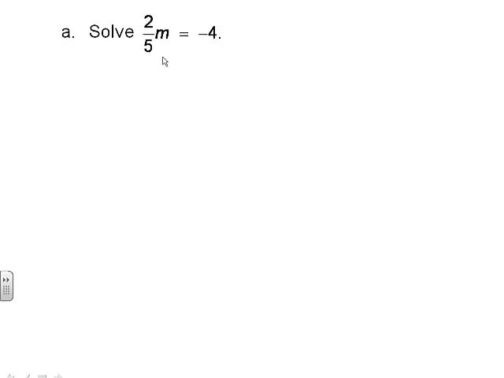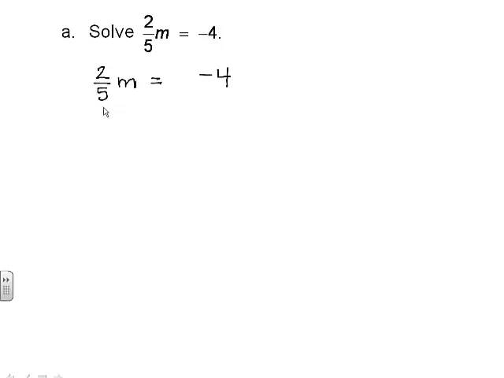Solve 2/5 m equals -4. First, let's rewrite the equation. 2/5 m is equal to -4. Remember, the goal is to solve for the variable so that it has a coefficient of 1. In this case, the coefficient is 2/5.